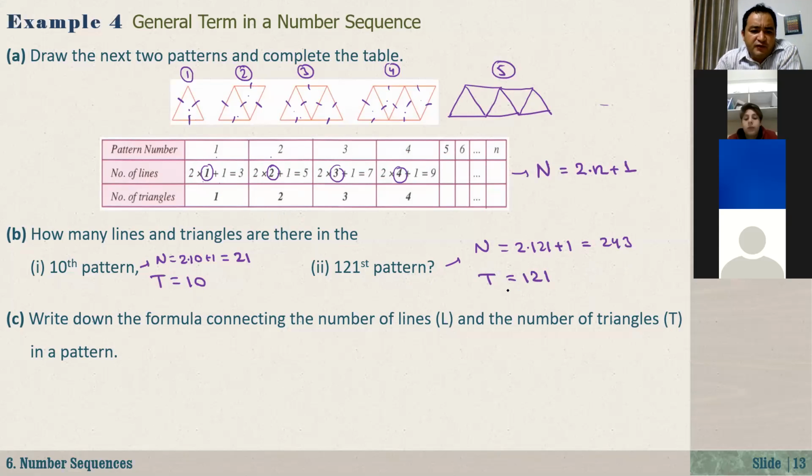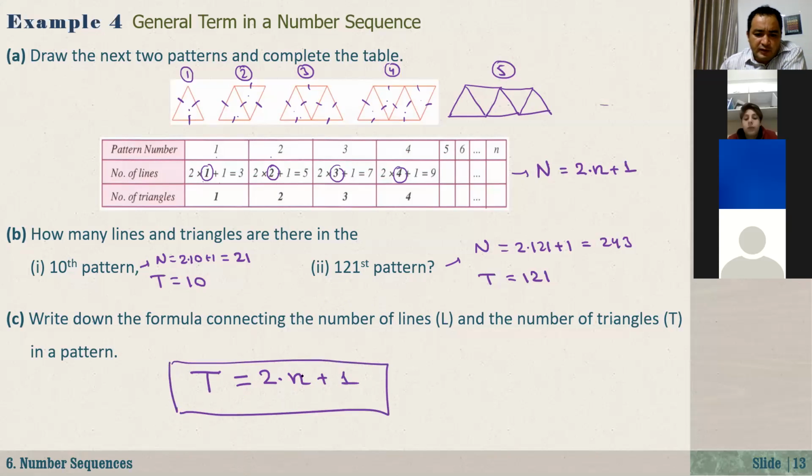C, write down the formula connecting the number of lines and the number of triangles in a pattern. Since the number of triangles is equal to the pattern number, the number of lines will be equal to 2 times n plus 1. So n is the pattern number, and this one is the number of triangles.